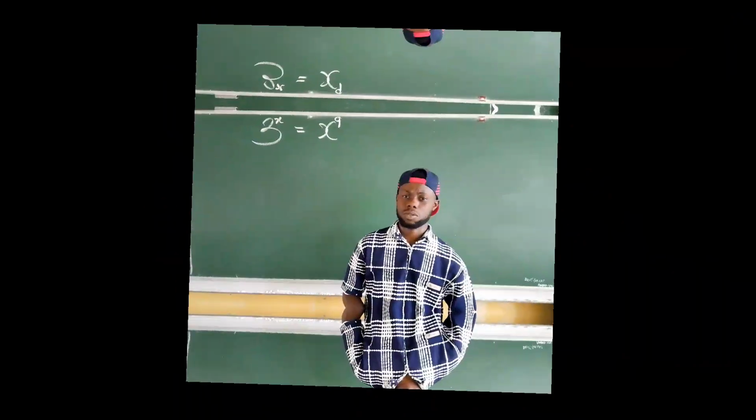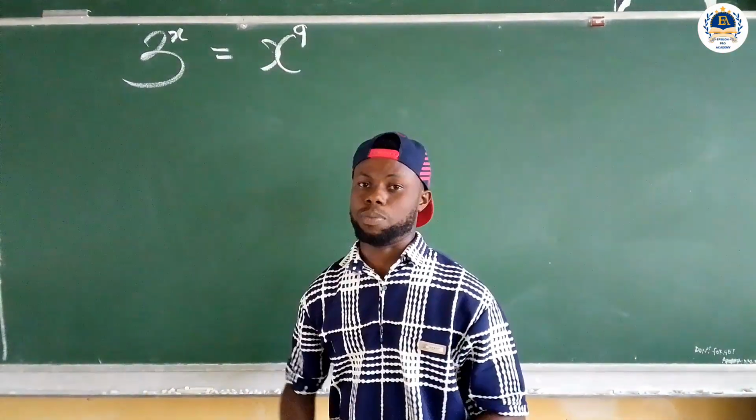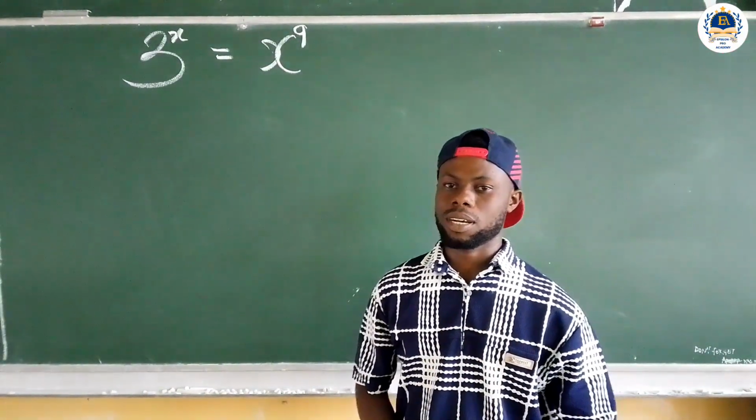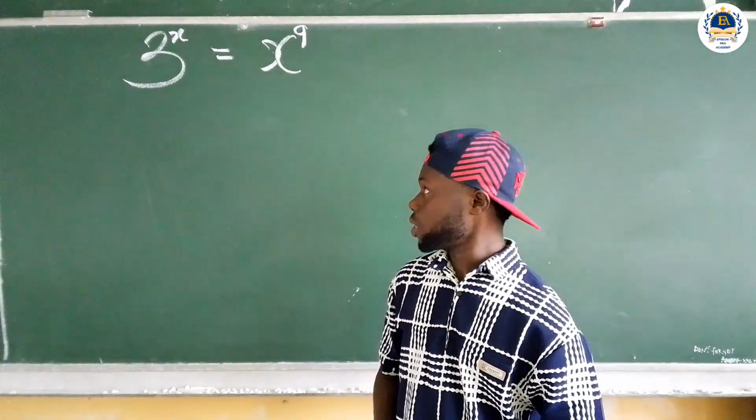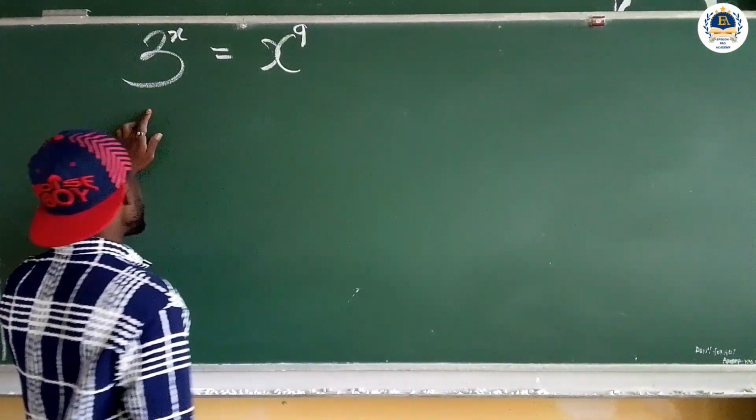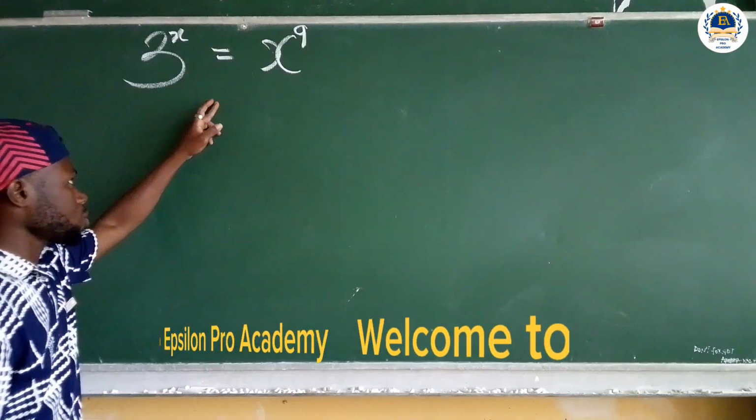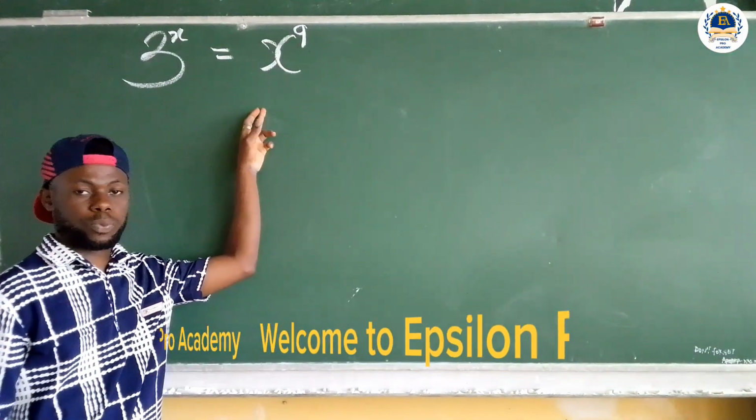Only a few percent of students can solve this question on the board. Now, the good news is that we are going to get the understanding today. But the question is 3 raised to the power of x is equal to x raised to the power of 9.